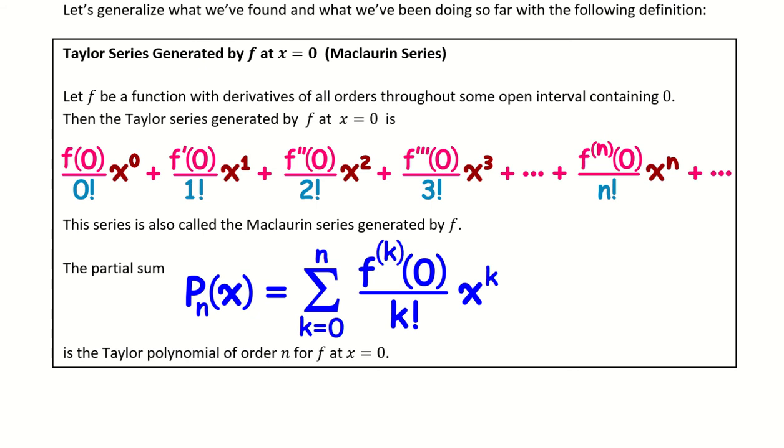Let's generalize what we found and what we've been doing so far with the following definition. So this is just summarizing what we've done. F^(k) of 0 over k factorial x to the k. Yep. Don't need to try to dissect this or explain it. But, you know, write that down, I guess. Pause the video if you have to.